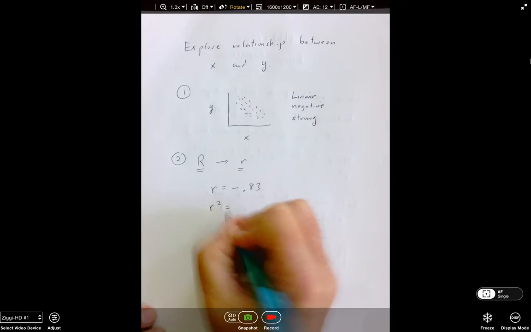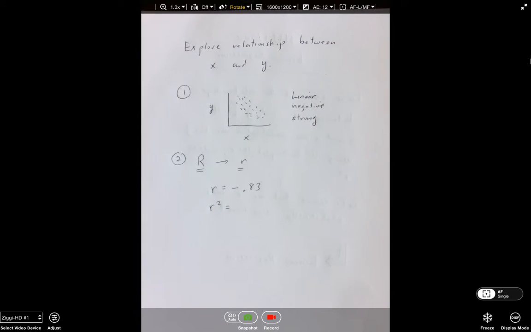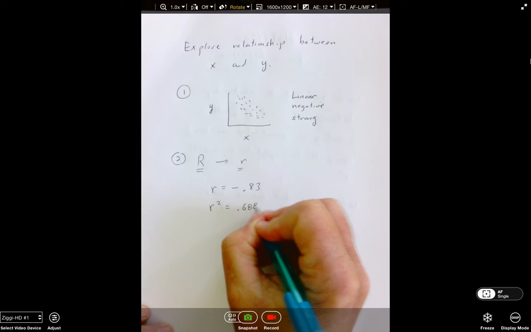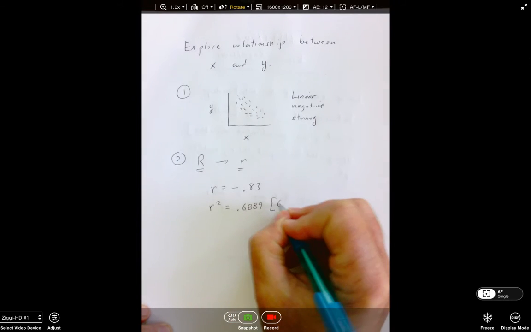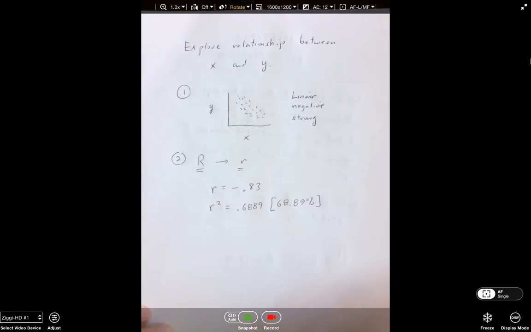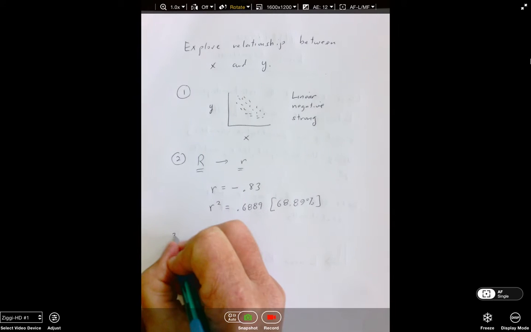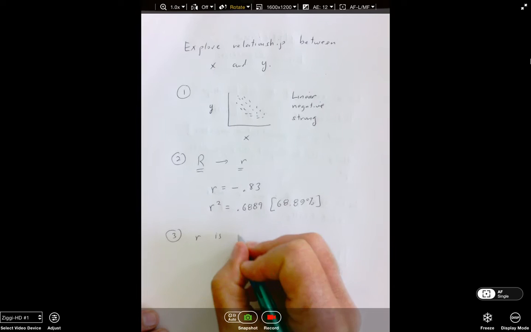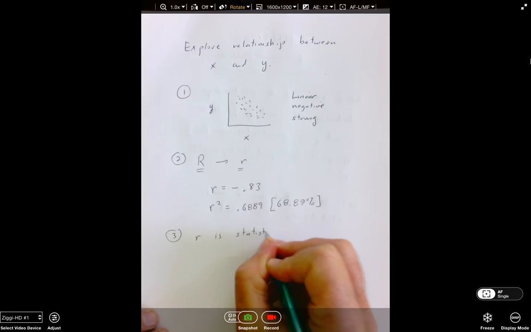So r squared, let me grab my calculator here, would be 0.6889, or 68.89%. Furthermore, let's say that we found out that r is statistically significant.